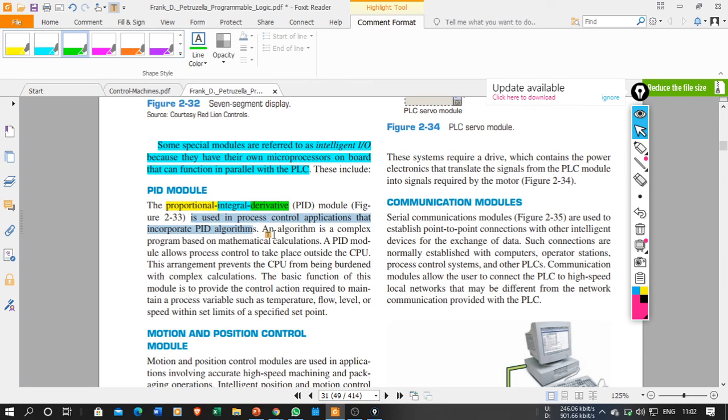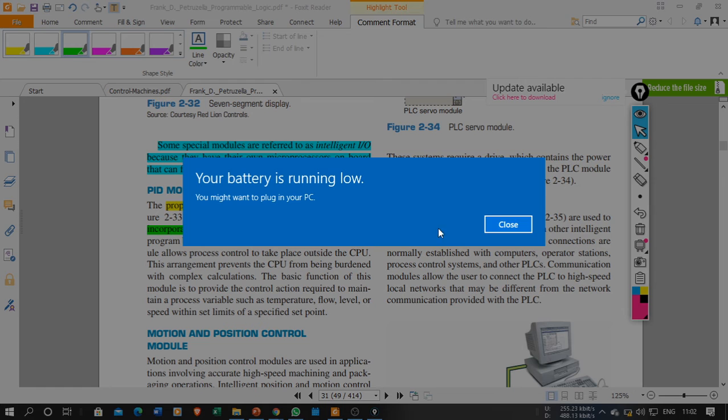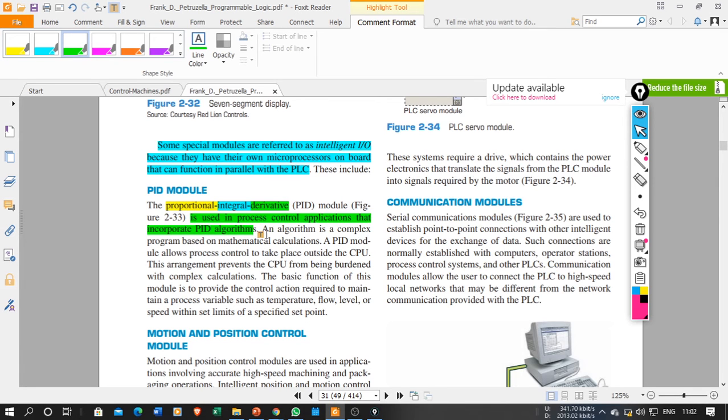They are used in process control applications that incorporate a PID algorithm. What is an algorithm? An algorithm is a complex program based on mathematical calculation. So an algorithm is normally a complex program which is based on mathematical calculation.